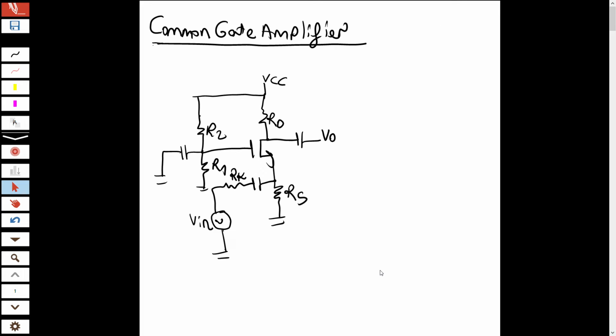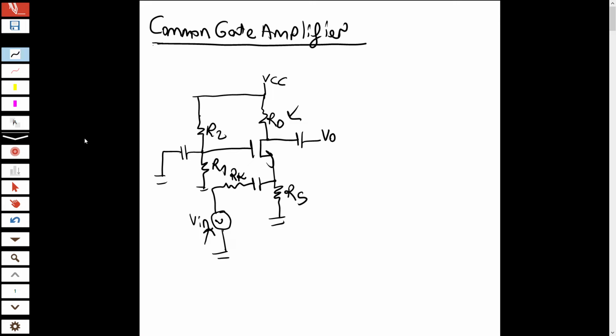Hi everyone, in this video I'm going to talk about the common gate amplifier. We call it common gate because we apply the input at the source side and take the output at the drain side.